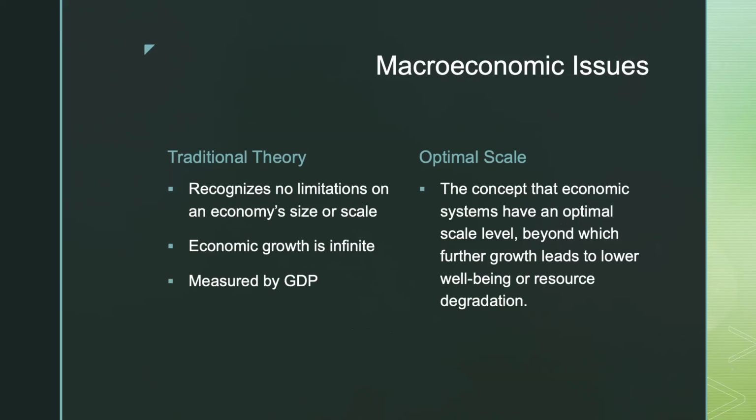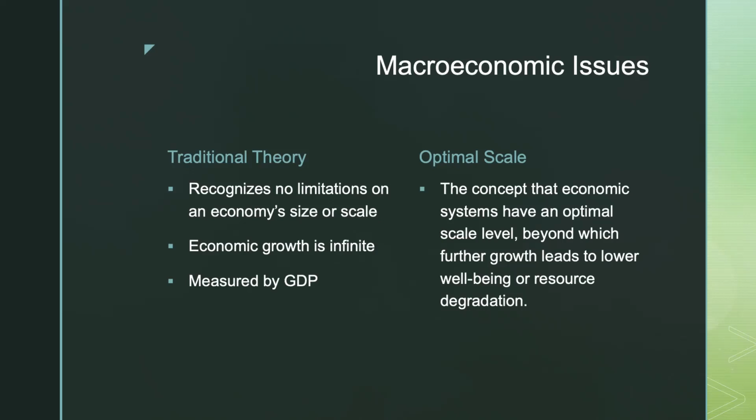So if that's the kind of statement that's going to inform all of our policy views, what this means is that we believe there is an optimal scale. Going back to a traditional economic view, macroeconomic models tend to recognize no limit on the ability of an economy to grow. That is, there's an infinite amount of growth possible and no limit on its size or scale. And we use primarily one measure of this output and growth, which is GDP, which does not account for any natural capital depreciation.